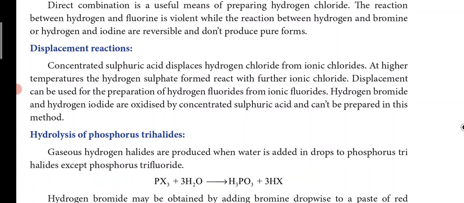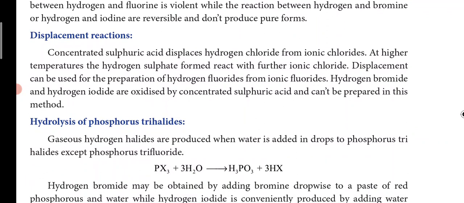So this is the preparation. What is the displacement reaction? Concentrated sulfuric acid displaces hydrogen chloride from ionic chlorides. At higher temperatures, the hydrogen sulfate formed reacts with further ionic chloride. This is called displacement, and it can be used for the preparation of hydrogen fluoride from ionic fluorides. Hydrogen bromide and hydrogen iodide are oxidized by concentrated sulfuric acid and can't be prepared by this method.